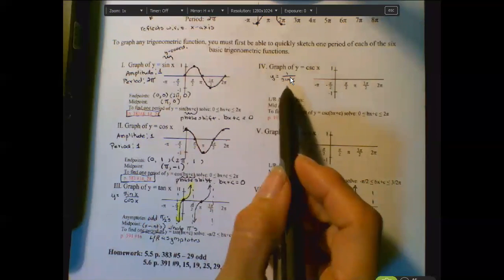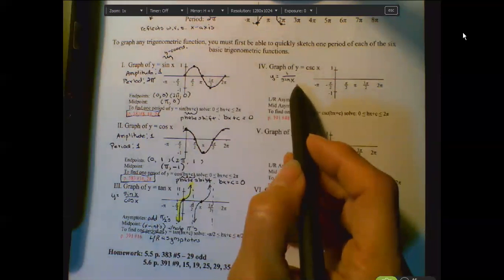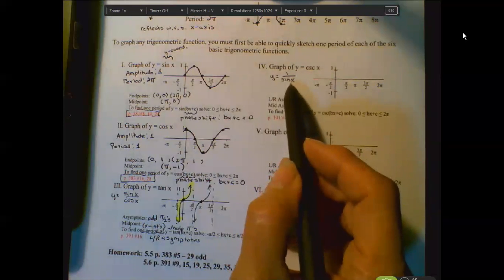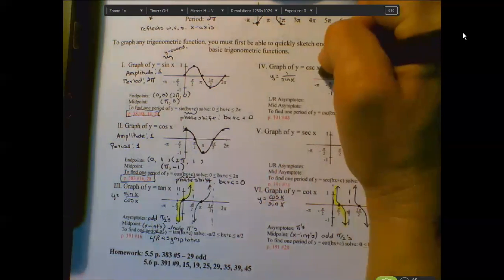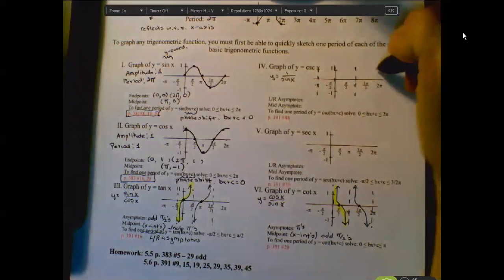Undefined. So you're looking for what makes the expression undefined, and your vertical asymptote is saying, hey, you can't let x be this because it makes the expression undefined. So here, when I say, where is it going to have its vertical asymptotes? It's whatever makes this expression undefined. It's whatever makes sine x 0. And is that whole pies or half pies? Oh. They're whole pies. So I'm going to have vertical asymptotes at all the whole pies.